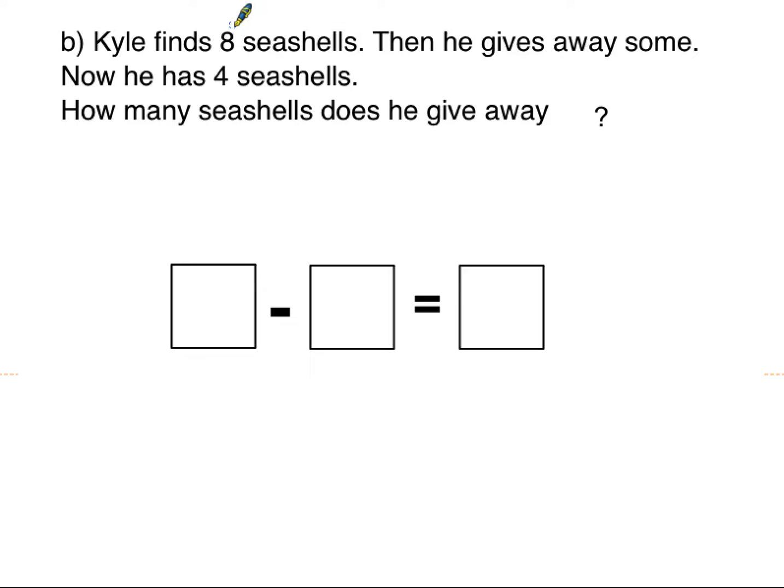Kyle finds 8 seashells. Starts with 8. Some get given away. He has 4 left over. Do you know your doubles facts? Do you know that 4 and 4 make 8? You could count backwards by 4. You could count forwards by 4.